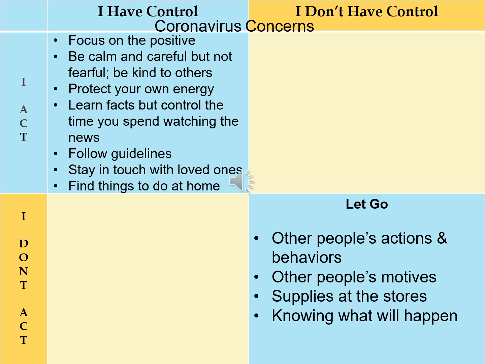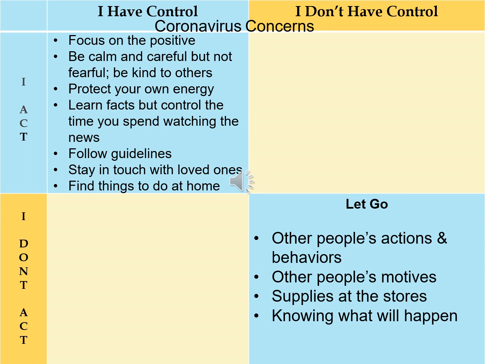Here is a second example about what to do when you're feeling out of control in terms of the coronavirus. And here we are dealing with a pandemic. Here are some things you have control over in the upper left quadrant. You can focus on the positive. You don't have to let negativity take over. Try to be calm and careful, but not fearful, and be kind to others. You can protect your own energy and use it for things that you can do. And it's important to learn the facts, but you may want to control the time that you spend watching the news. That can get overly negative.